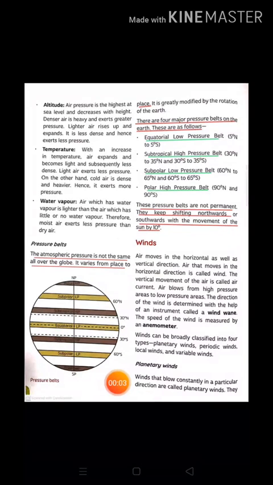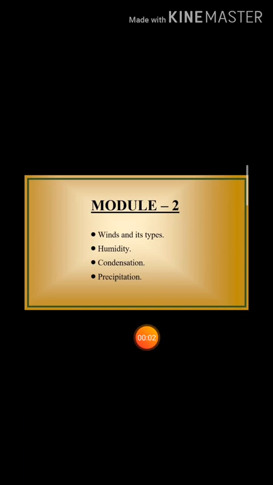These pressure belts are not permanent as they keep shifting towards the northward and southward side with the movement of the sun. So students, in the next video we will discuss winds and their types, humidity, condensation and precipitation.